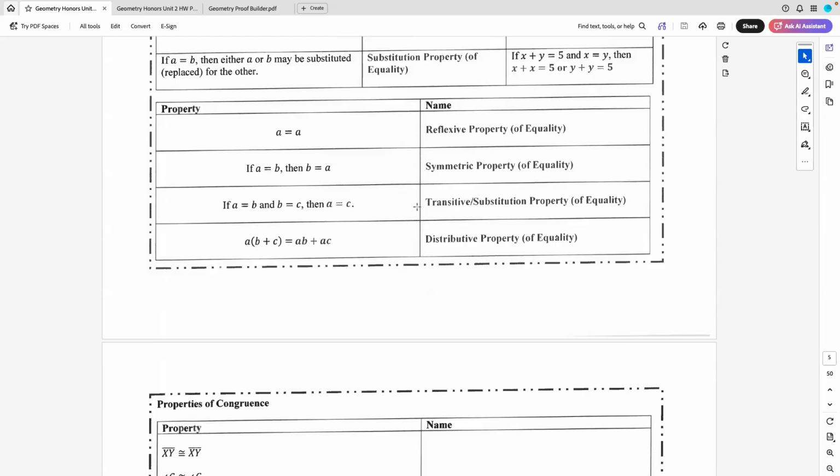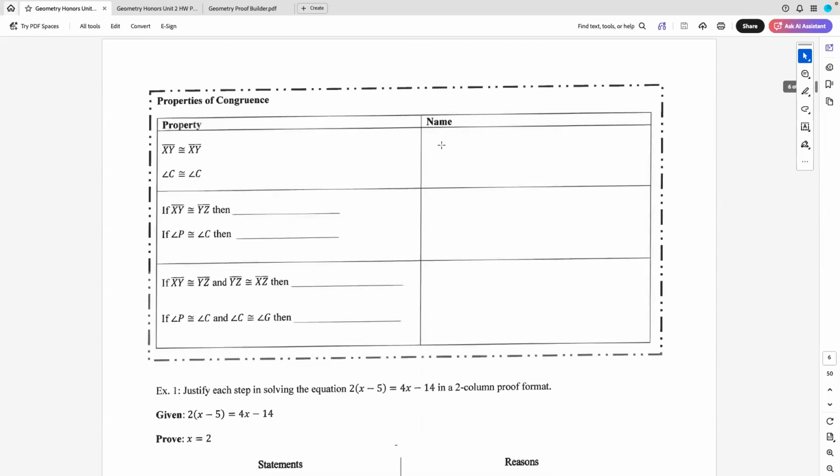There's a transitive property: if A equals B and B equals C, then A equals C. It's kind of substitution, personally, but it's kind of like saying if the 49ers beat the Seahawks and the Seahawks beat the Rams, then the 49ers should beat the Rams. It doesn't work that way, but that's kind of what it's saying. If you distribute, you guys should know that. That's pretty obvious. Congruence, these are other ones.